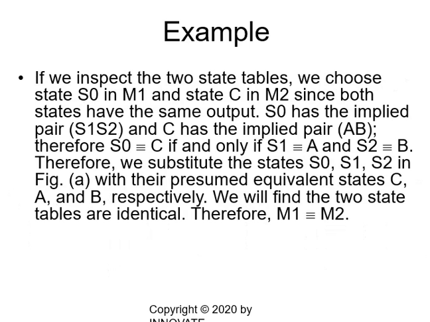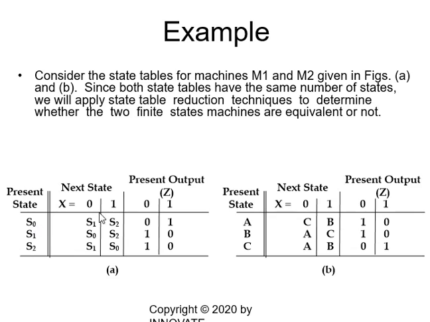Now, also, if we inspect the 2 state tables, we choose S0 in M1 and state C in M2 because they have the same output. S0 has 0, 1 and C has 0, 1. So state C has to be equivalent to state S0, S1 has to be equivalent to A, and S2 has to be equivalent to B.